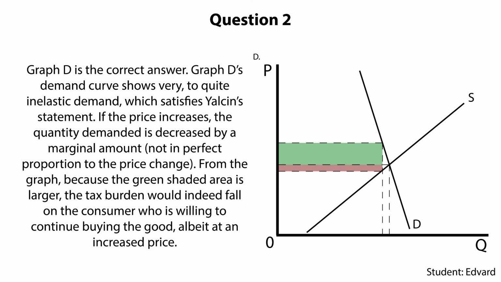Graph D is the correct answer. Graph D's demand curve shows very to quite inelastic demand, which satisfies Yeltsin's statement. If the price increases, the quantity demanded is decreased by a marginal amount, which is not in perfect proportion to the price change. From the graph, because the green shaded area is larger, the tax burden would indeed fall on the consumer who is willing to continue buying the good, albeit at an increased price.